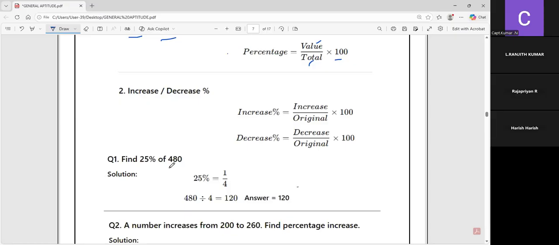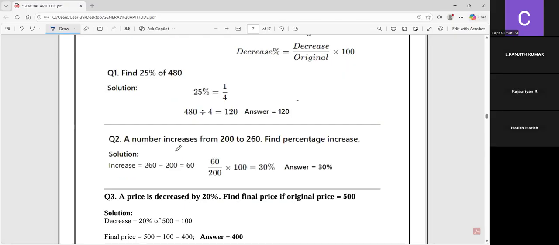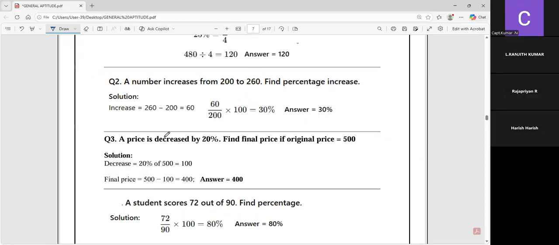Now I'm going to divide this number by 480. So 480 into 1 by 4. So definitely 480 divided by 4 will come. So the value is 120. So in this 480, 25 percentage is 120. That is this one. See the second very easy problem.